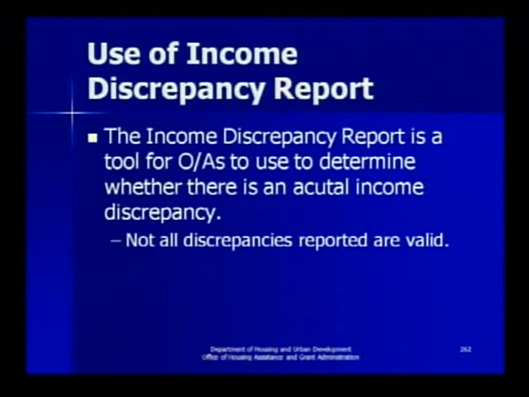Remember, the income discrepancy report is only a tool to be used to determine whether or not all of the annual income is being reported by the tenant. Not all discrepancies that you find in the system are going to be actual valid discrepancies. There are times when income is reported accidentally under someone's Social Security number.